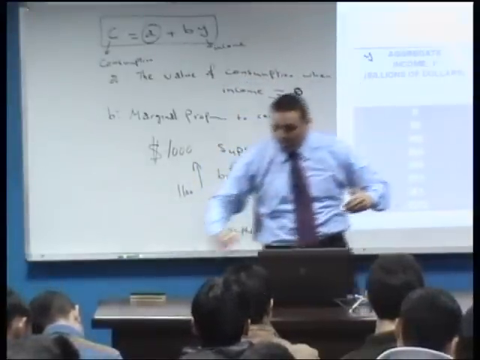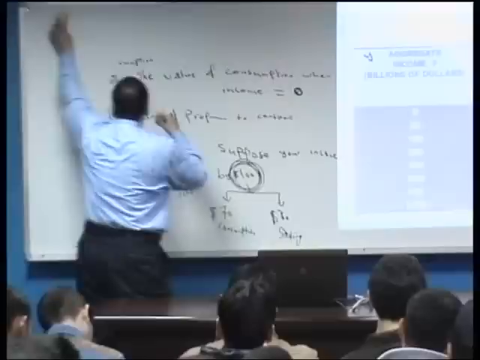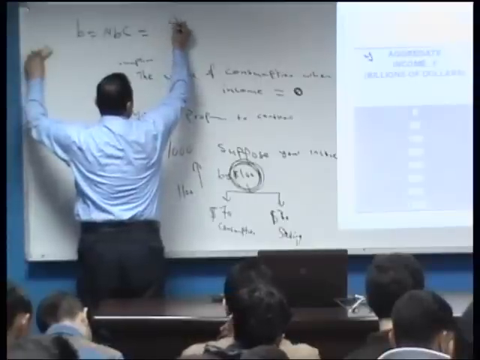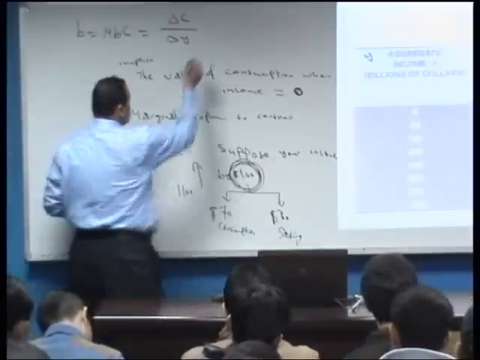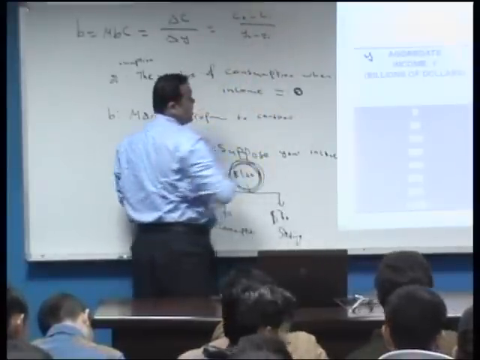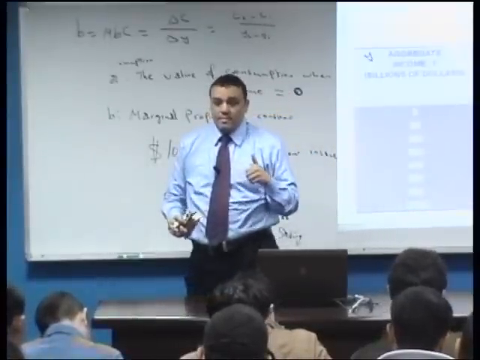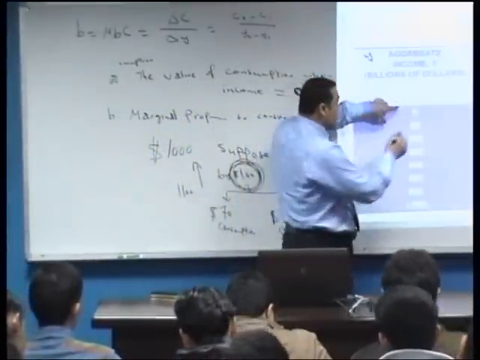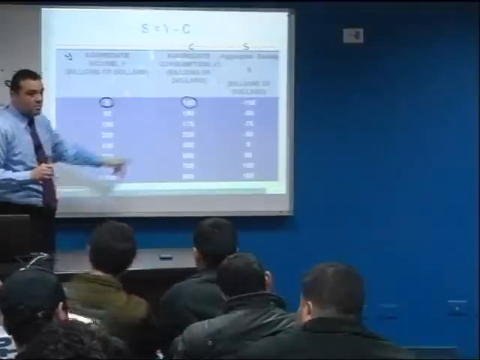The value, or to calculate B. Okay. B, or MPC, marginal propensity to consume, equals delta C over delta Y, which is C2 minus C1 over Y2 minus Y1. And let's come back to this exercise to understand how to derive B and A. To derive A, what is it? A is the value of your consumption when your income equals 0. So how much is A? 100.